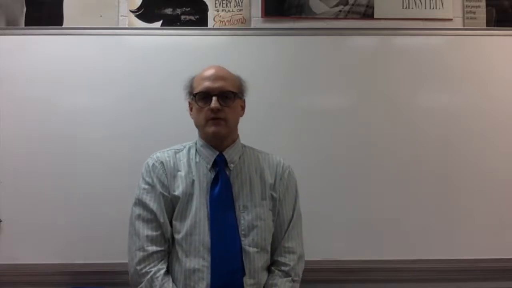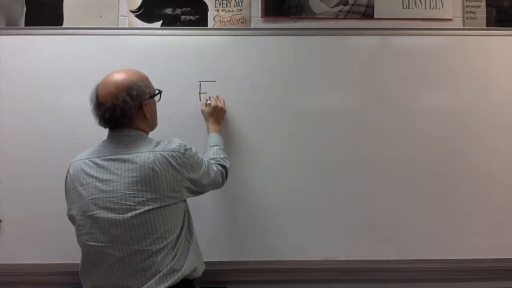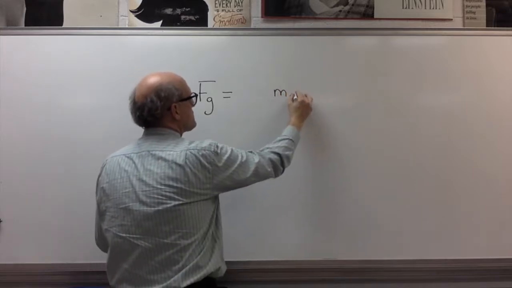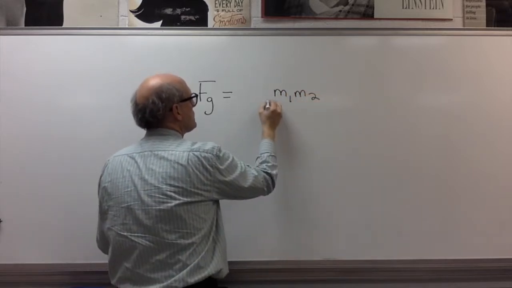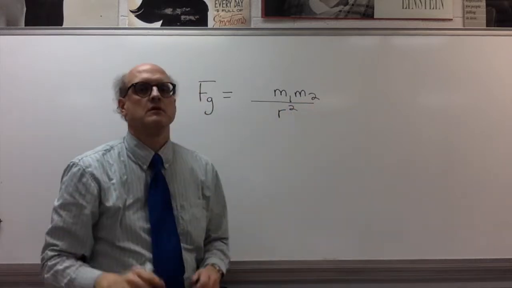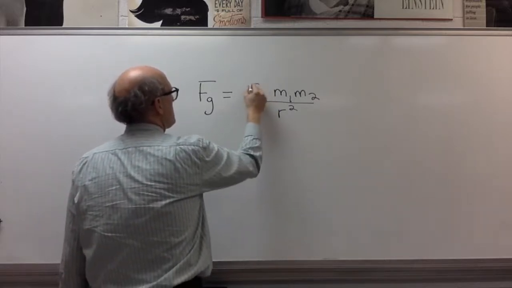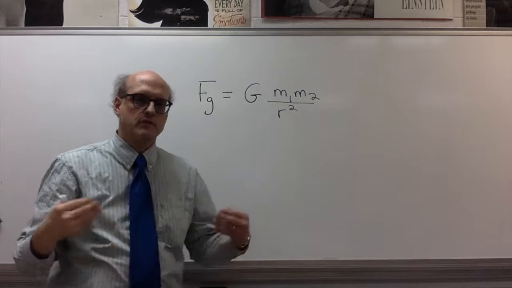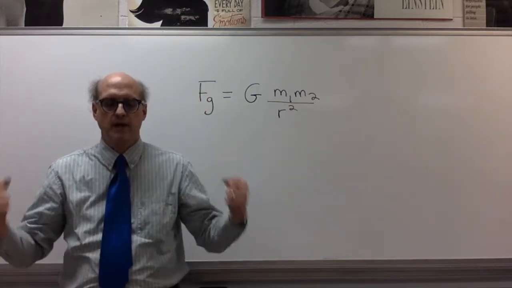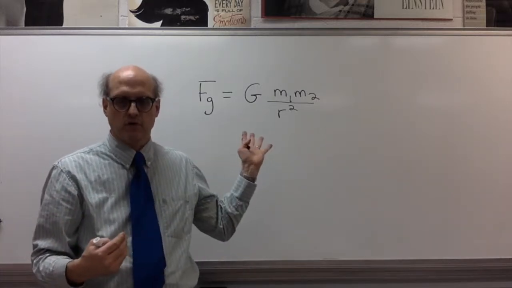Newton's universal law of gravitation. Here is the equation. The force of gravity is equal to the product of the two masses that are interacting, divided by their center-to-center distance squared, multiplied by the universal gravitation constant, G. So there is a force of gravity, a force of attraction, gravitational attraction between any two masses. And it's given by this expression.